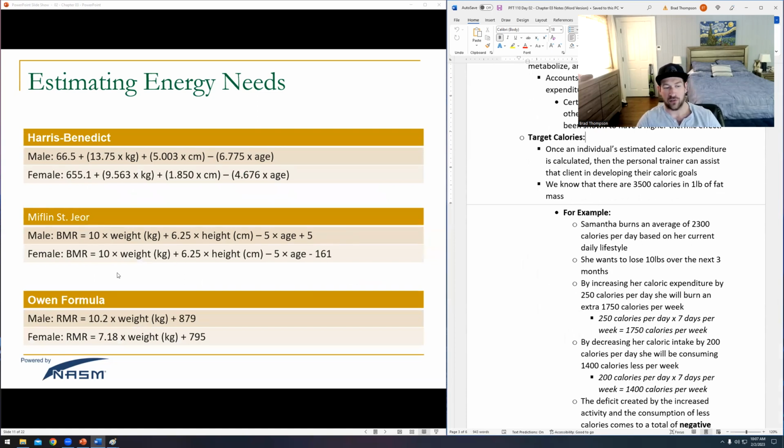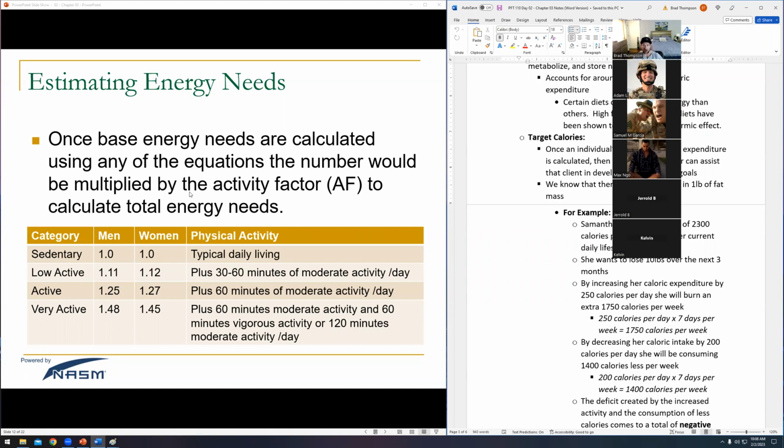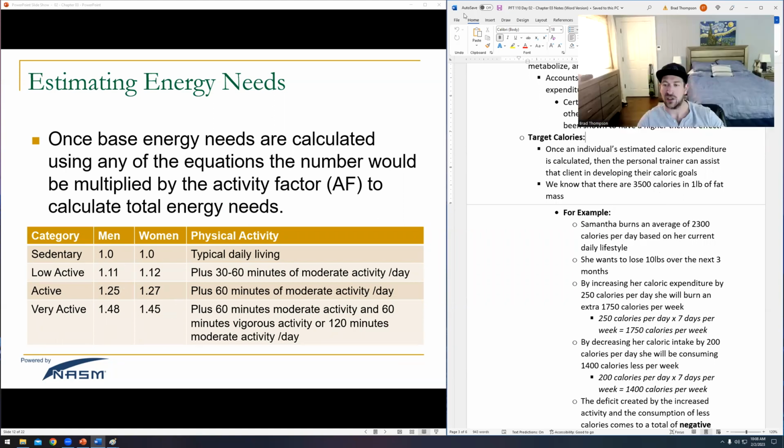And then here are the different formulas. The Owen formula, by the way, also uses lean mass. Actually, not in this version. I think that's supposed to be lean mass. Harris-Benedict, Mifflin-St Jeor. There are different formulas out there. And then we have activity factors that we multiply things by, right? Once you have your basal needs, you need to multiply it by an activity factor, just like we did the other day when we were practicing, right?